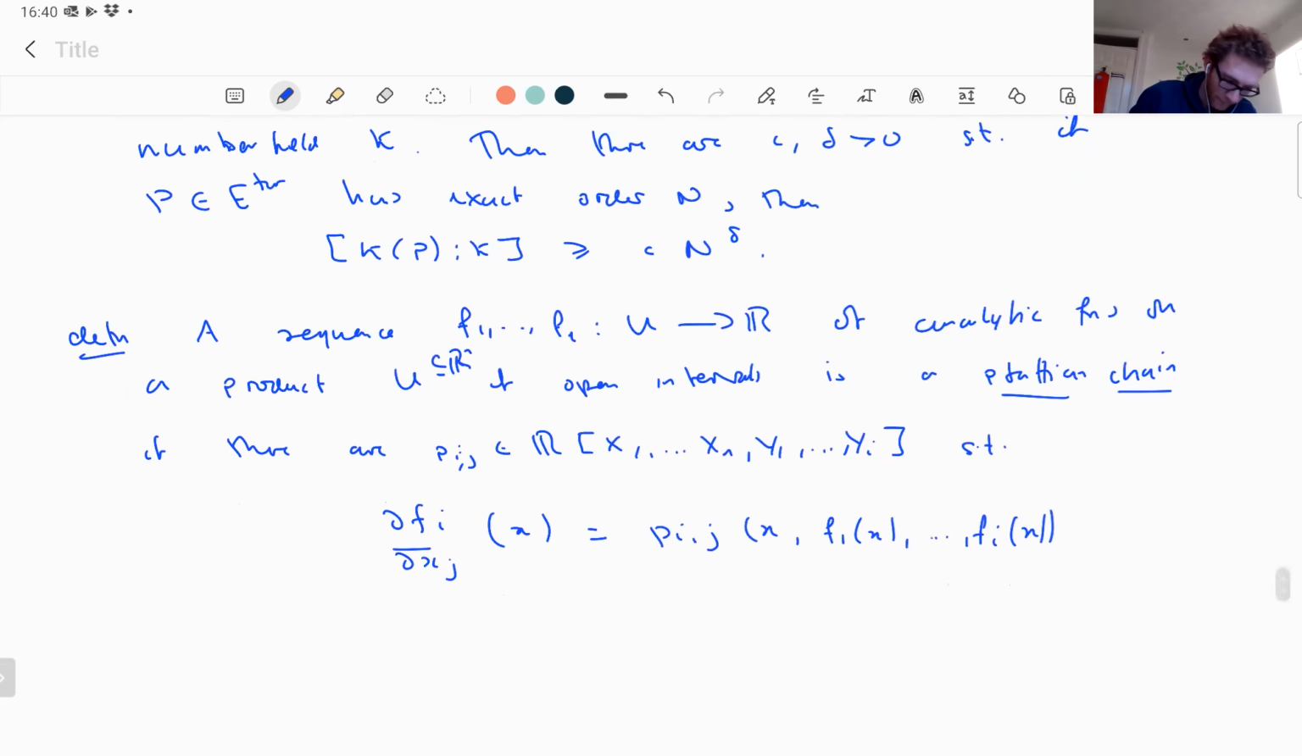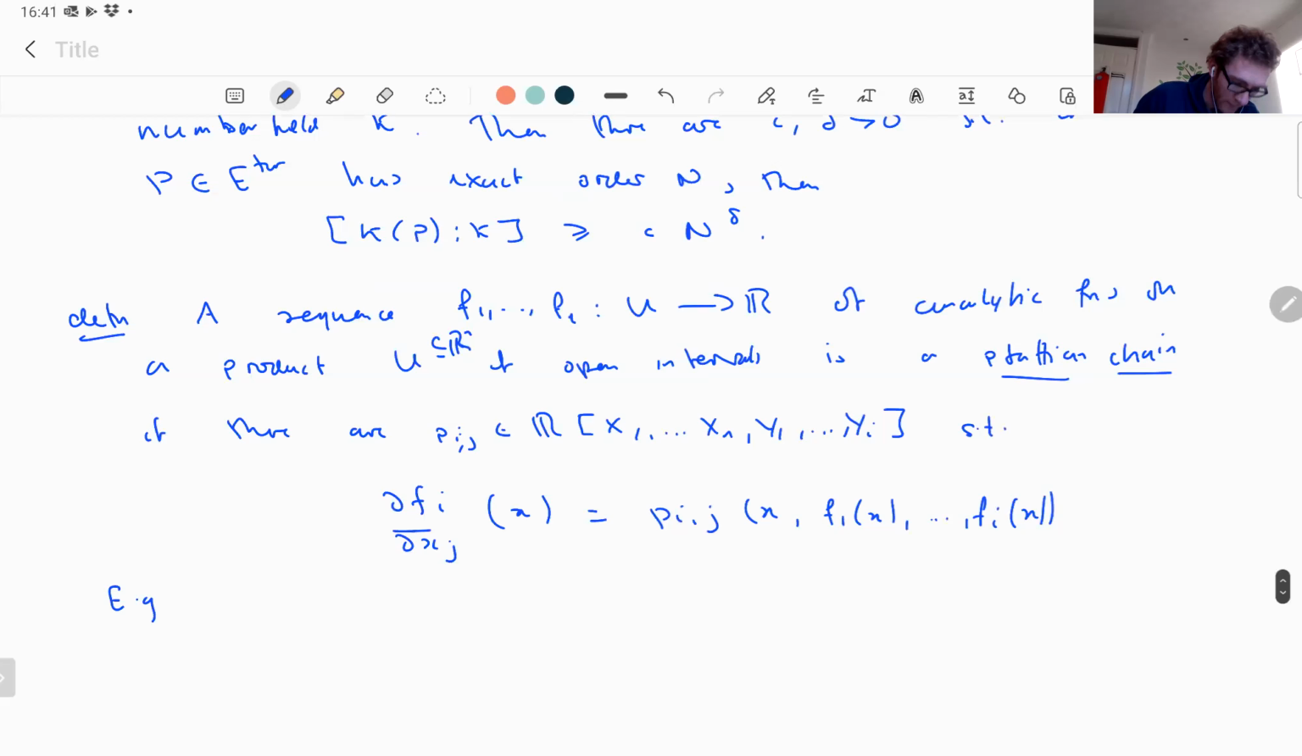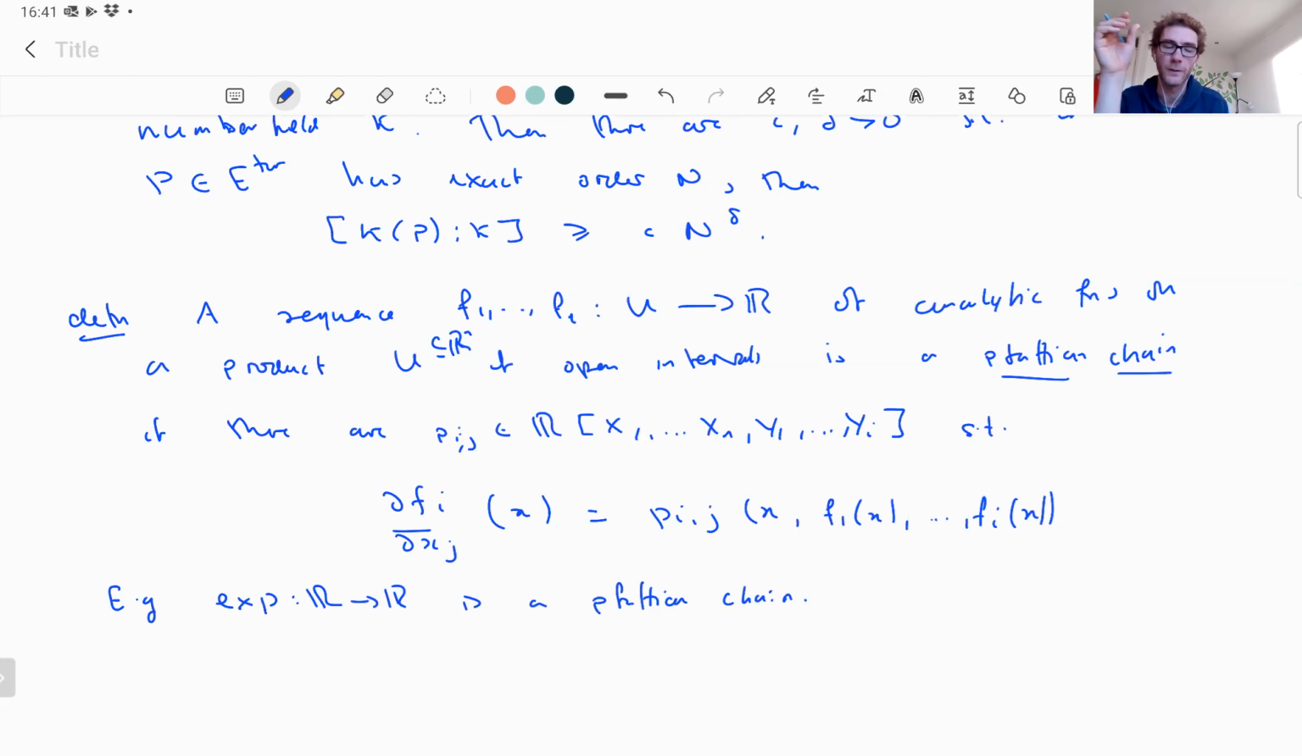So for instance, say x is a Pfaffian chain on its own. And it's not hard to show that log lives in a Pfaffian chain. Or if you restrict sine to something like 0 to pi, that lives in a Pfaffian chain.